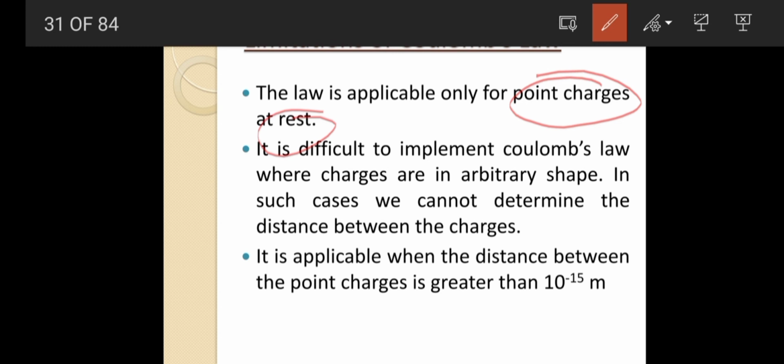The next drawback is that it is difficult to implement Coulomb's law where charges are in arbitrary shape. In such cases, we cannot determine the distance between the charges. The second drawback is that we can apply Coulomb's law only to bodies which are circular or spherical in shape. If the shape of the charged body is not spherical, or is in an arbitrary or different shape, then we cannot apply it.